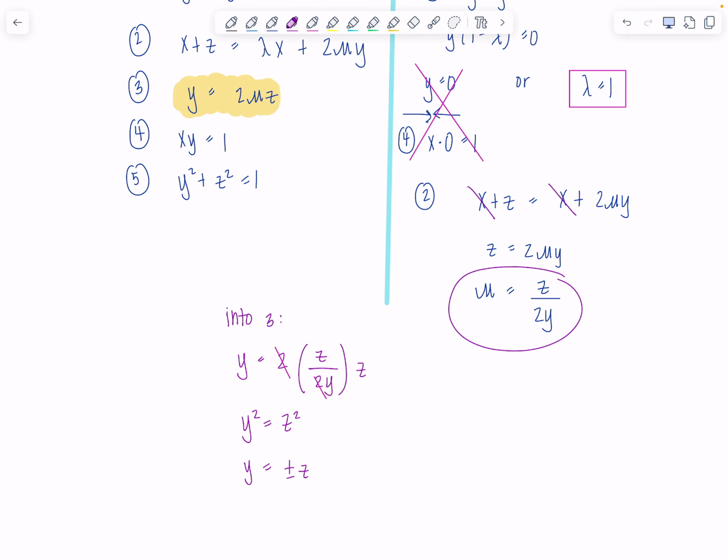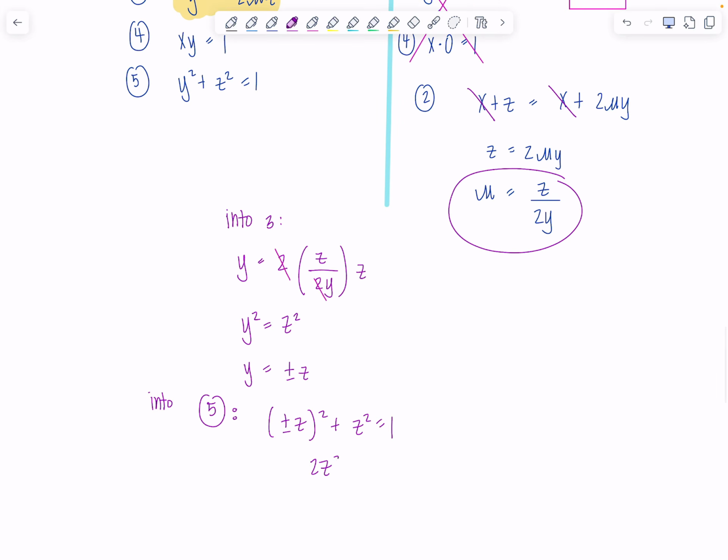Or you could say z is plus or minus y. From here, you should be home free. Where do you go? Run straight to 5. Into 5, whether y is plus or minus z, when I square it, I'm going to get the same thing. So you have 2z squared is 1. So z squared is a half. So z is plus or minus 1 over root 2. You get both those z values for each of the y values.